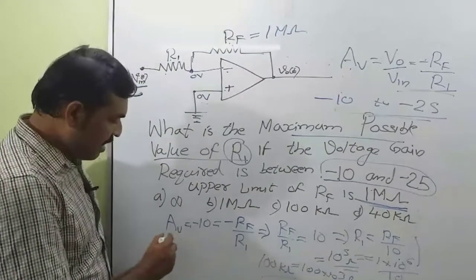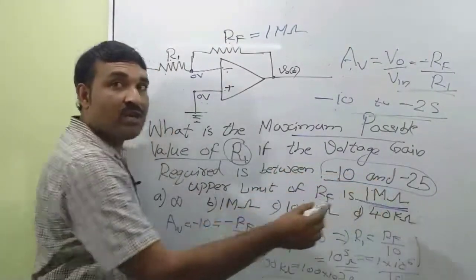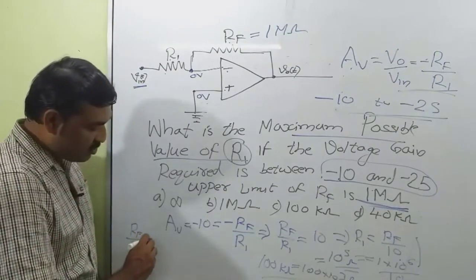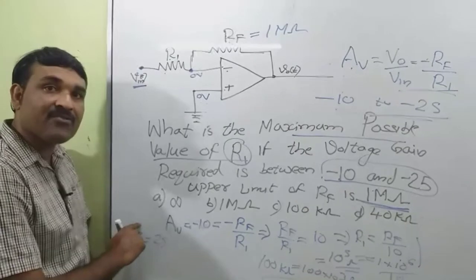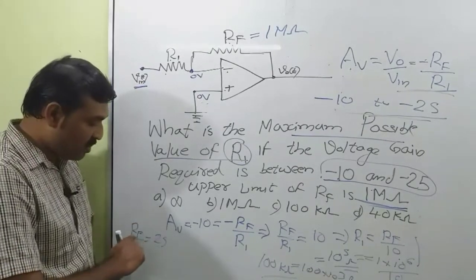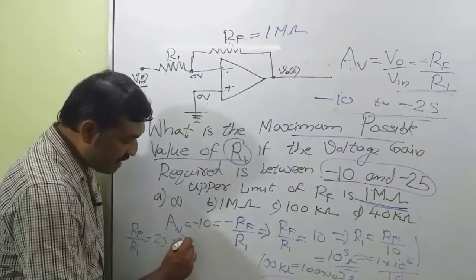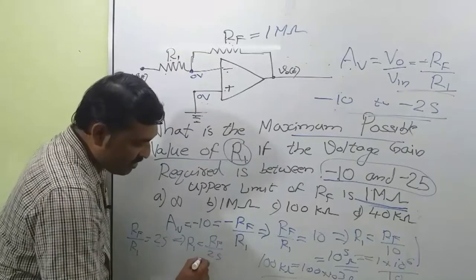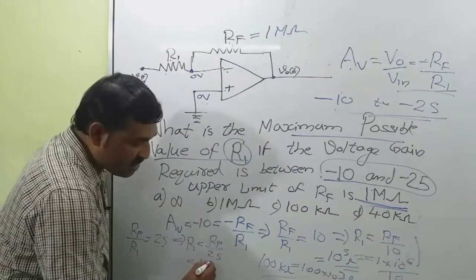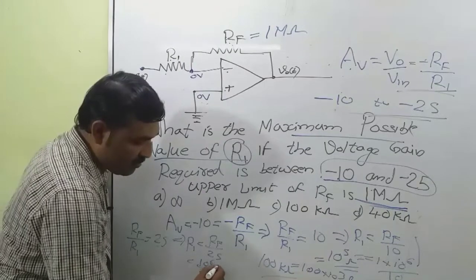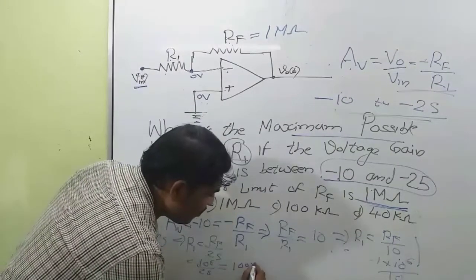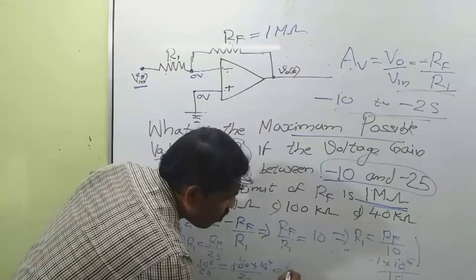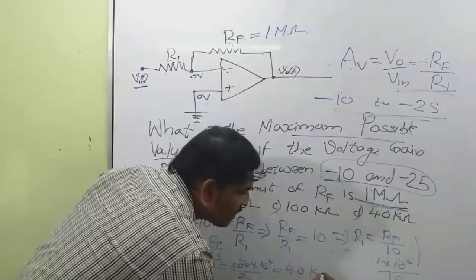Okay. Now, the gain is minus 25. That means RF by R1 is equal to 25, since minus RF by R1 is equal to minus 25. So RF by R1 is equal to 25. This implies R1 is equal to RF divided by 25, or RF is 10 raised to 6 divided by 25. This is equal to 100 into 10 raised to 4 divided by 25. 100 by 25 is 4. So this is equal to 40 into 10 raised to 3, or 40 kilo ohm.